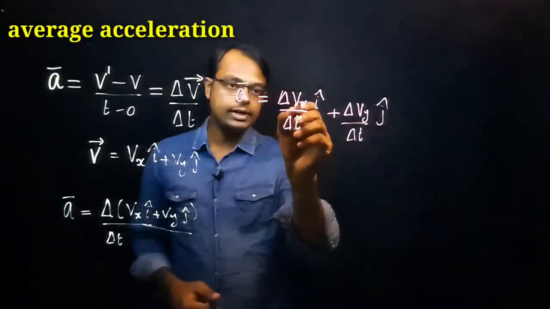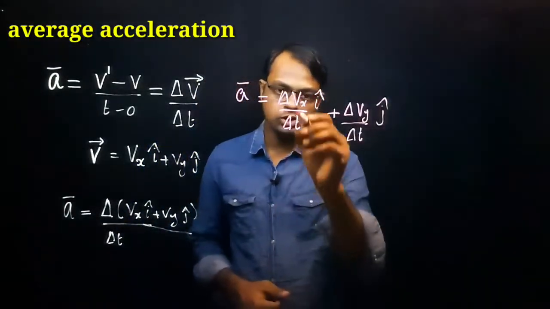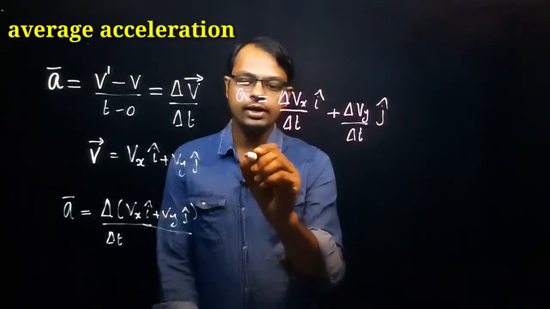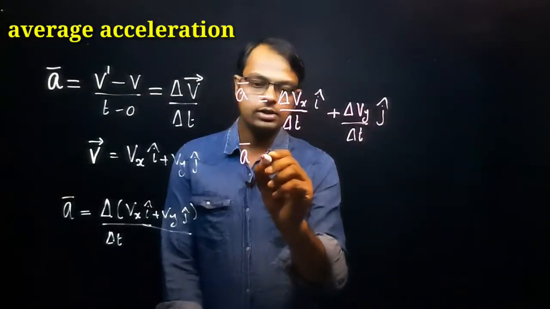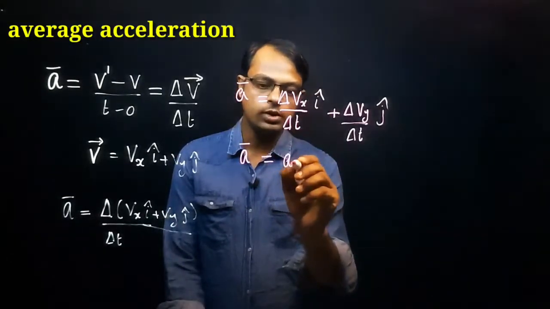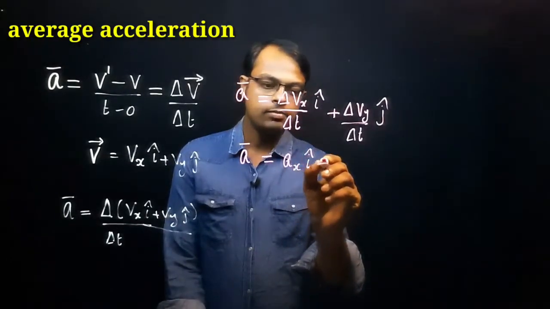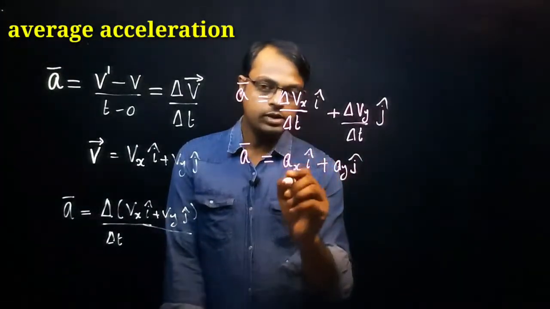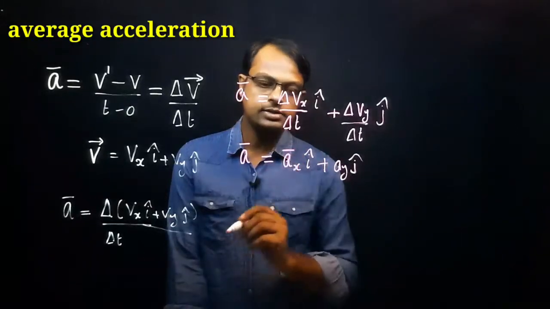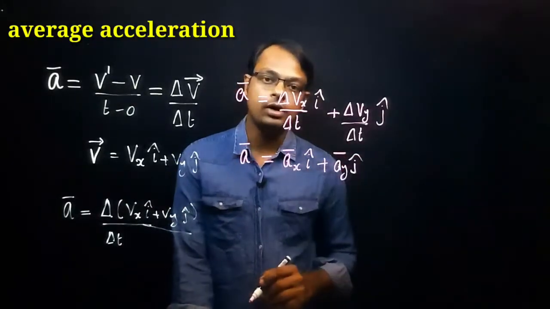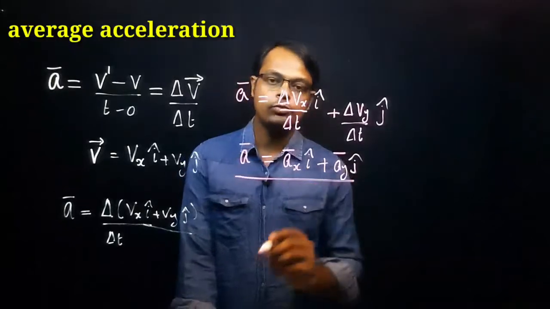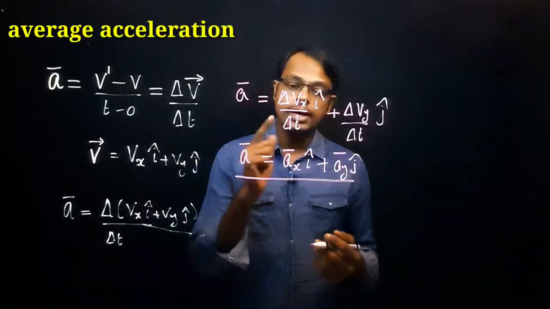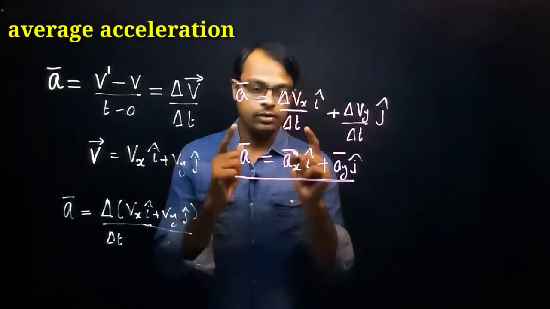Now what is meant by delta vx by delta t? That is the change in velocity along the x-axis divided by time. That is the acceleration, right? So we can write the average acceleration is equal to ax i cap plus ay j cap. In order to represent that this is the average acceleration, we can write ax bar, same way ay bar. So this is the relation to calculate the average acceleration, and we have resolved it into two components, x component and y component.